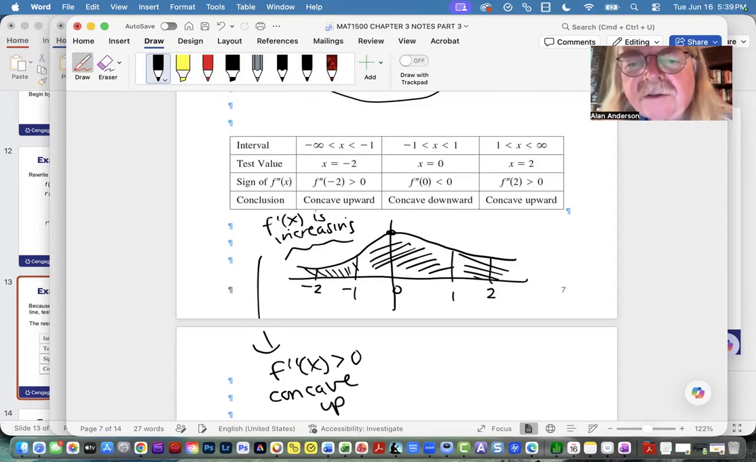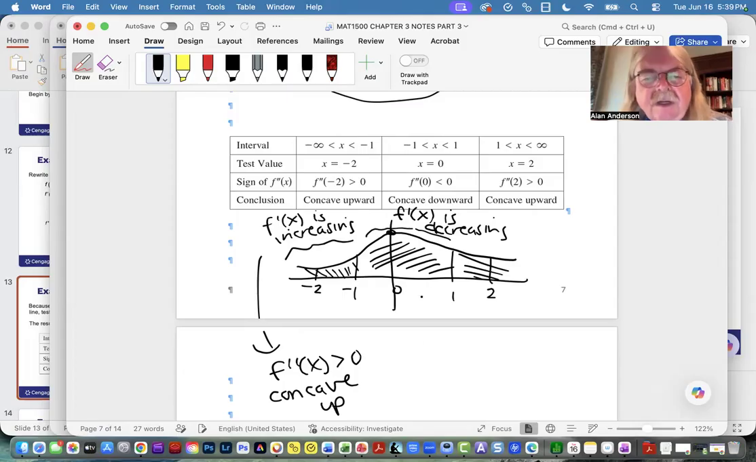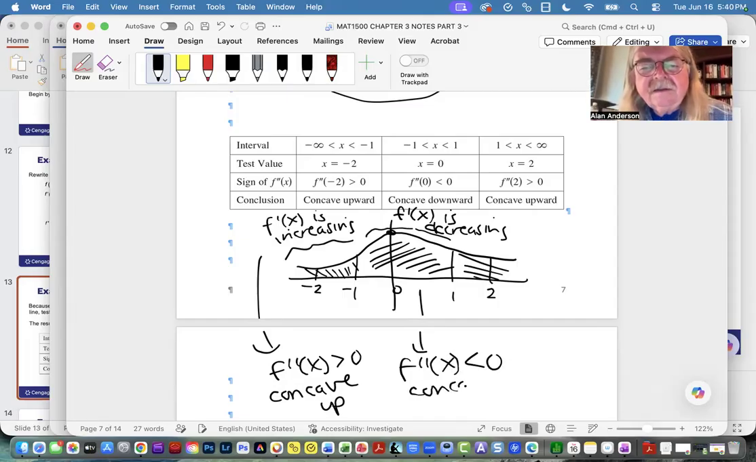And then in this interval, it's the opposite. It's rising and then falling. So it's kind of like a ball up in the air and then comes back down again. Here, the derivative is decreasing. And that implies the second derivative is negative, and that's concave down.